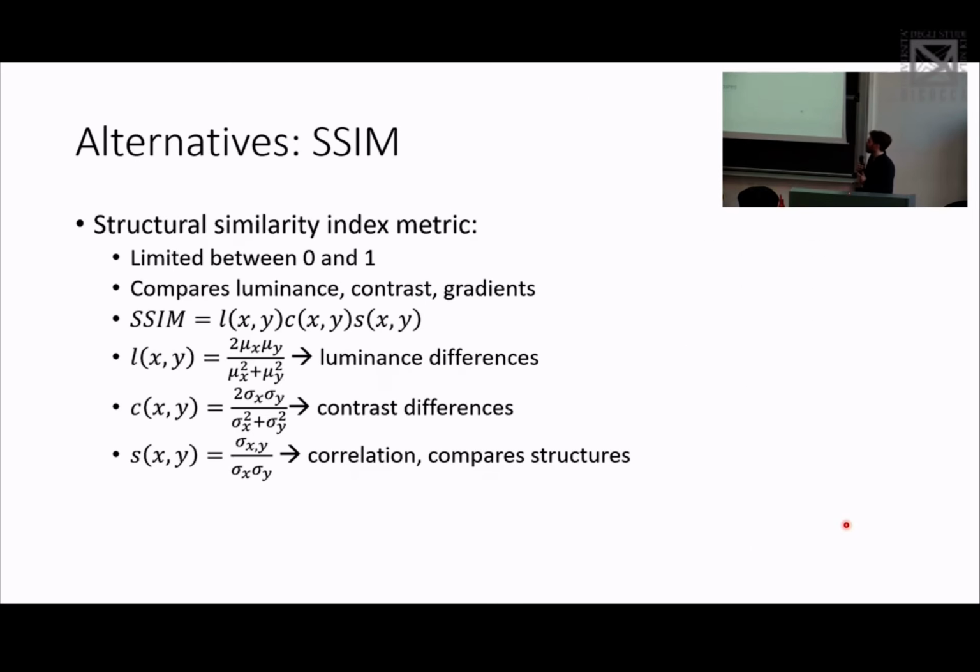And some people introduce an alternative metric, which is the structural similarity index metric, which instead weights more the factors that are important to your eye. So it weights the differences in the mean luminosity of the image, contrast differences, and the correlation, so the amount of edges.